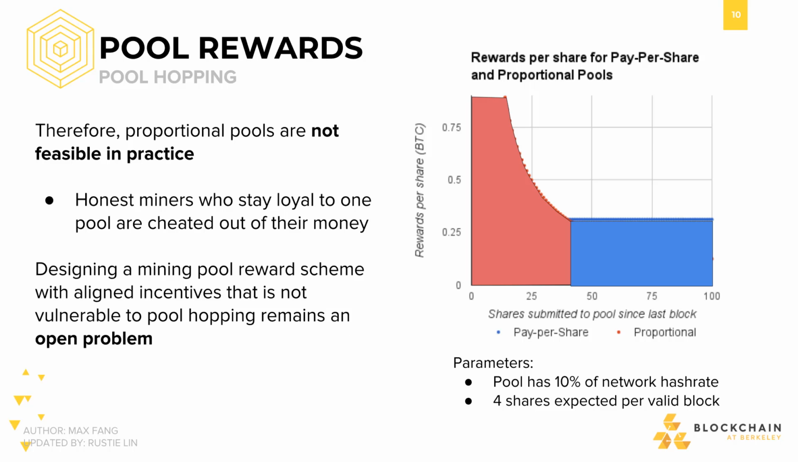A generalization is to say that a miner will rationally mine in the pool providing the most reward per share. Because of this, honest and loyal miners will be cheated out of profit by the rational miners who choose personal profit over the group. Because of this, proportional pools are not feasible in practice.